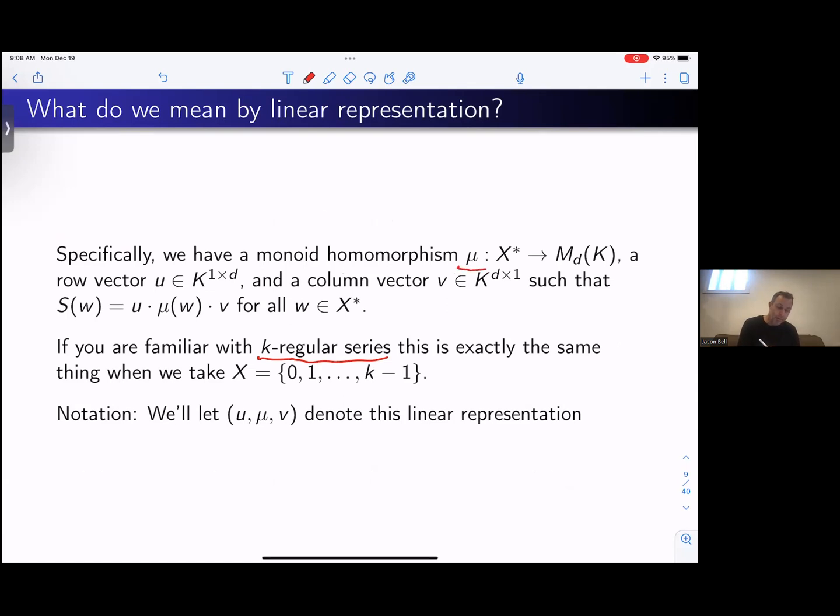Basically we have a homomorphism of monoids, from the free monoid generated by our alphabet to some matrix ring, and then we have a row vector and a column vector, and we take this product. Because this is 1 by d, d by d, d by 1, we get a scalar. For the purposes of this talk, we're going to let (u, mu, v) denote this representation. So this is really saying it's the map w goes to this.